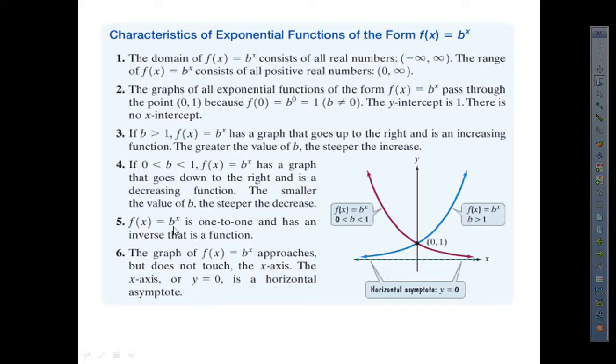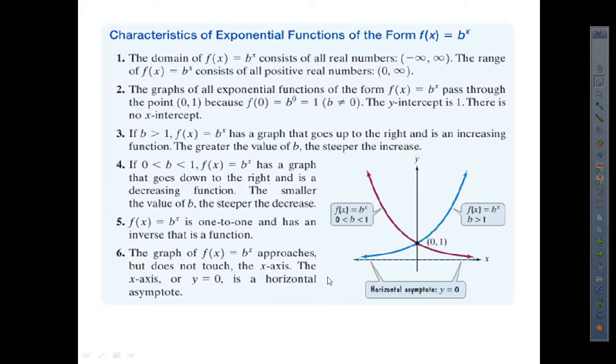f of x equals b to the x is 1 to 1. Remember, that means that it is a function and its inverse is a function. And the graph of f of x equals b to the x approaches but does not touch the x-axis. The x-axis, or y equals 0, is a horizontal asymptote.